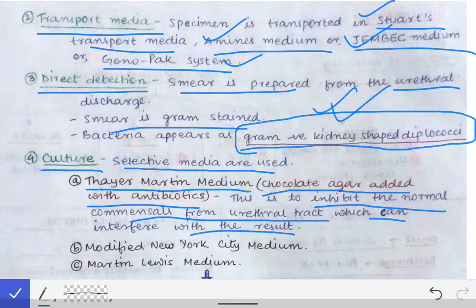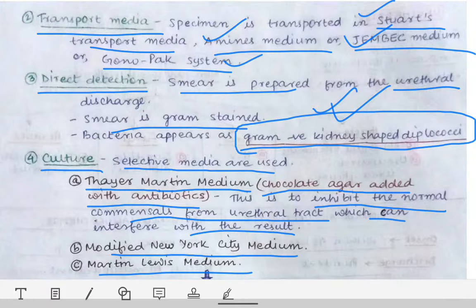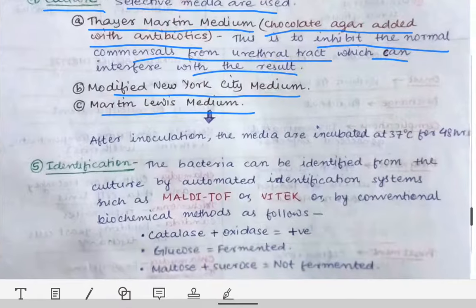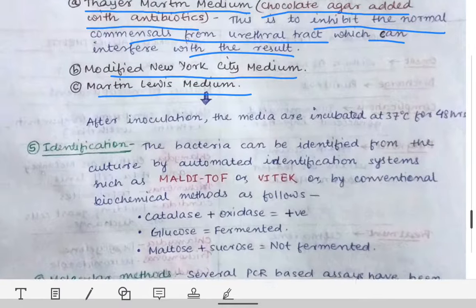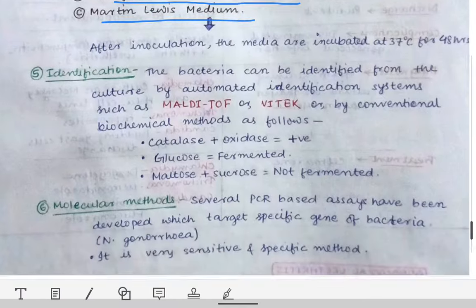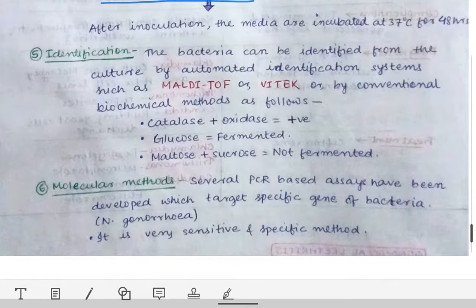Some other selective media are the modified New York City medium and the Martin-Lewis medium. These are certain selective media that we use for the culturing of the gonococcal specimen.